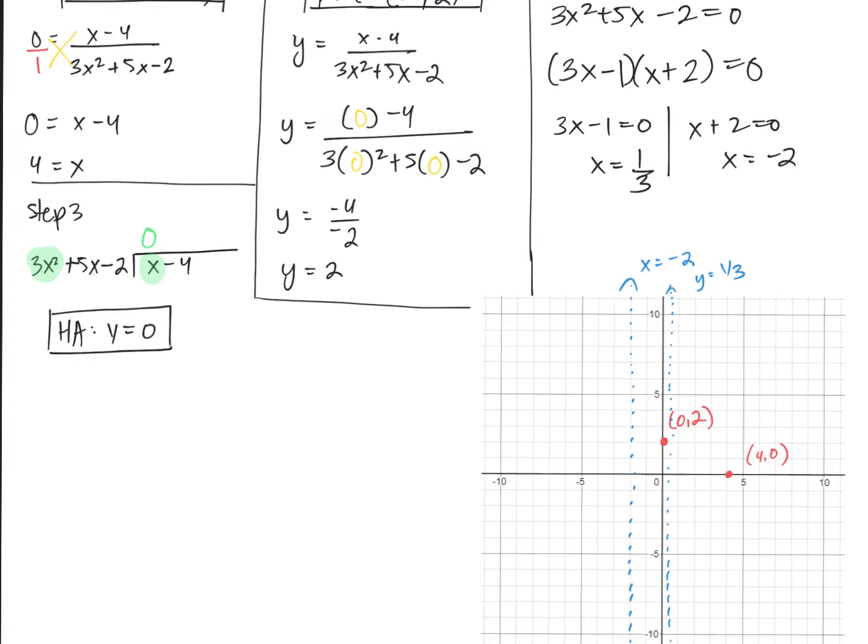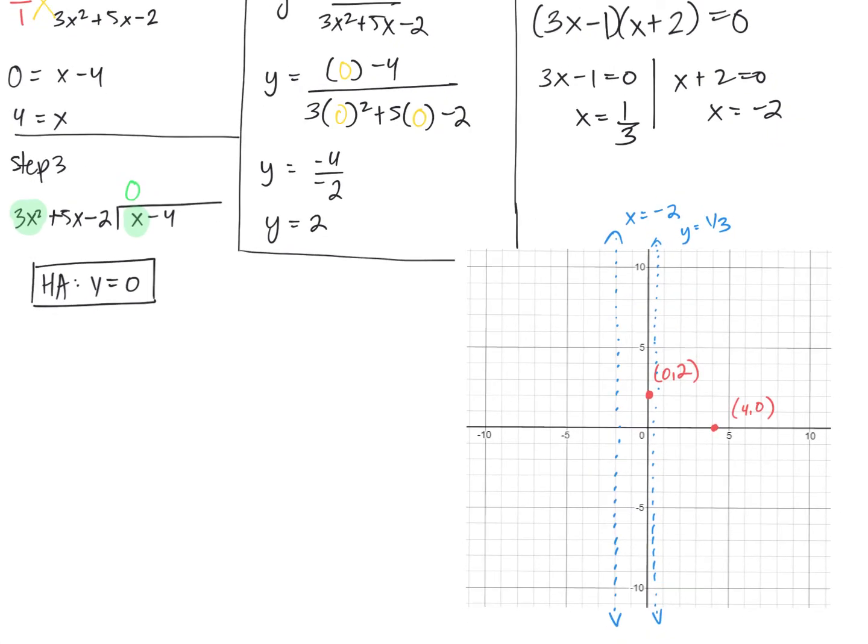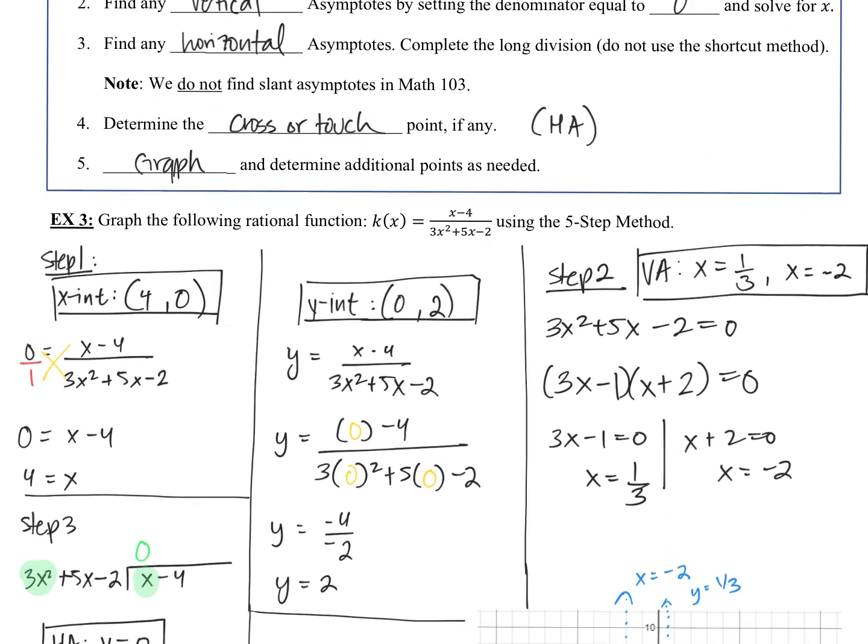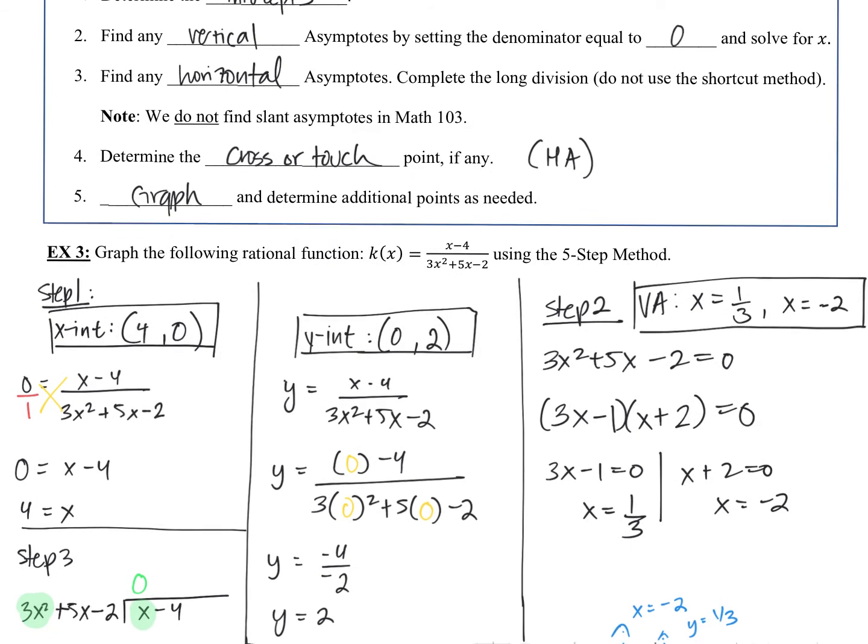Let me go ahead and draw that in. I'll use the blue dots. Just use dotted lines to indicate that that's the horizontal asymptote, and please make sure to label it, so y equals 0. Now, let's go ahead and do step 4. What is step 4? Determine the cross or touch point, if any.